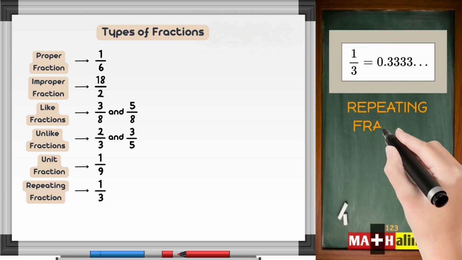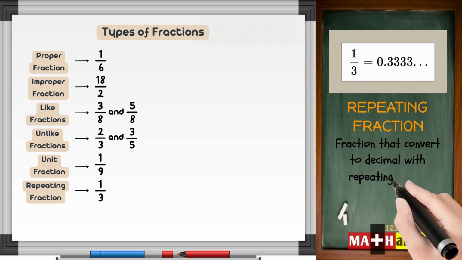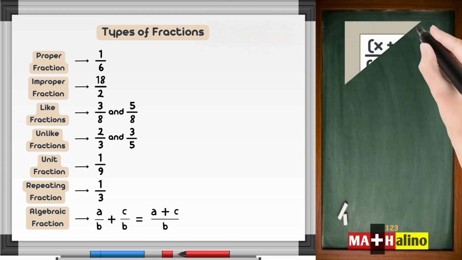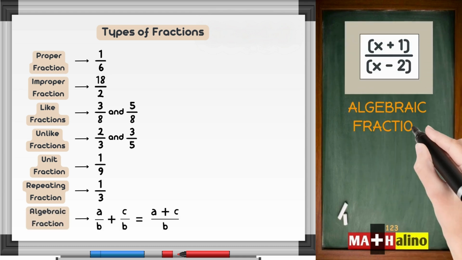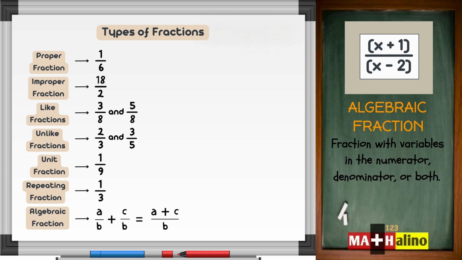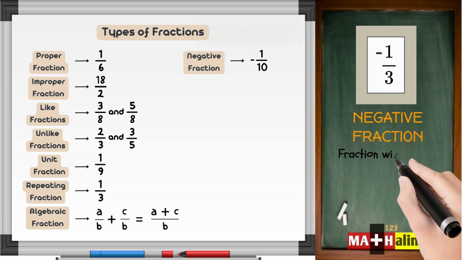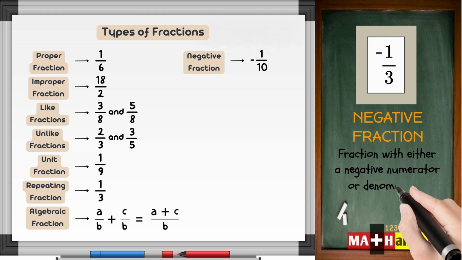Repeating fractions. Fraction that convert to decimal with repeating digits. Algebraic fraction. Fraction with variables in the numerator, denominator, or both. Negative fraction. Fraction with either a negative numerator or denominator.